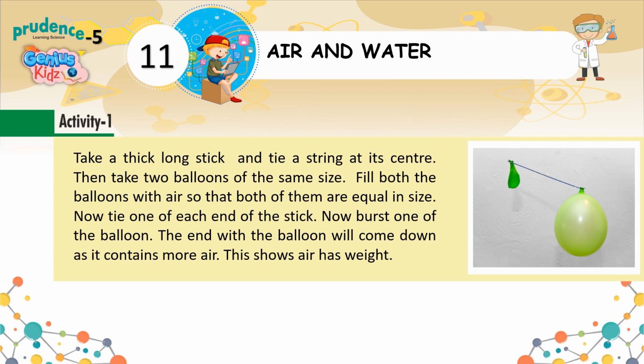Activity 1. Take a thick long stick and tie a string at its center. Then take 2 balloons of the same size. Fill both the balloons with air so that both of them are equal in size. Now tie one to each end of the stick. Now burst one of the balloons. The end with the balloon will come down as it contains more air. This shows air has weight.